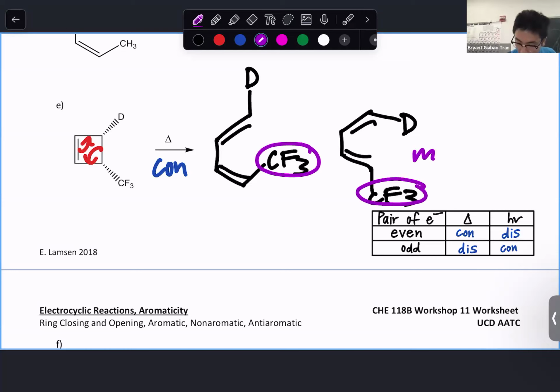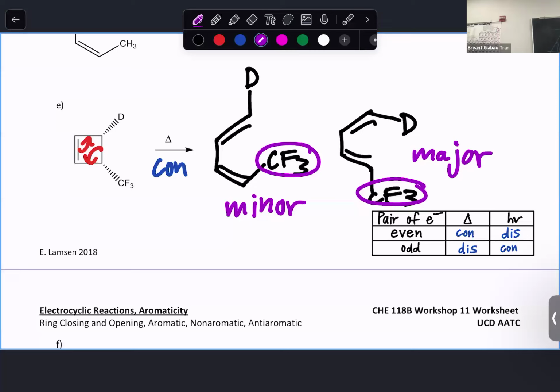This second one here is facing away. The bulky group is facing away. Whereas the first one here, the bulky group is crowded with that diene right there. So there's more steric hindrance here, making this the minor product. Okay. So that's going to give us two different products, but this was major.